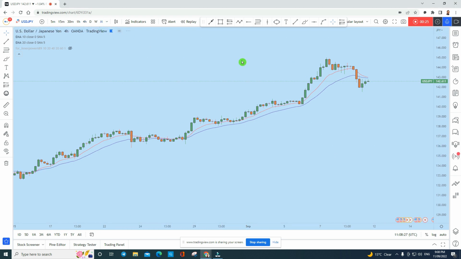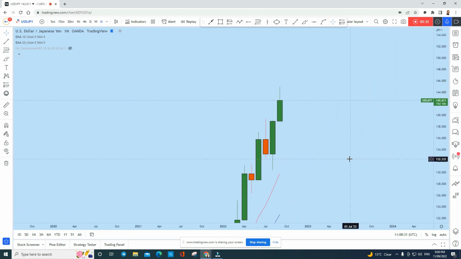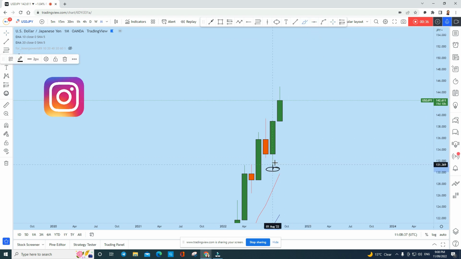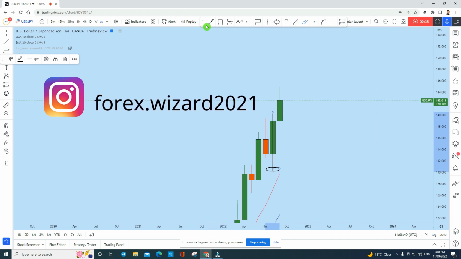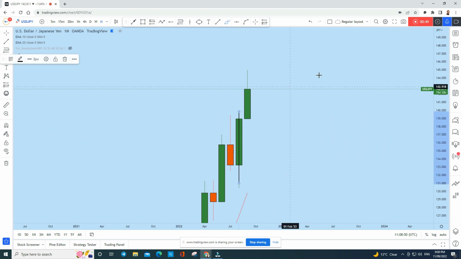First of all, let's look at the bigger picture to see the general direction in the market. If we look at the monthly, we see that dollar yen in the past month has created this very strong bullish engulfer. This candle is really significant, as you can see, it has crossed this narrow range's low on the downside, grabbed liquidity and created this big push to the upside.